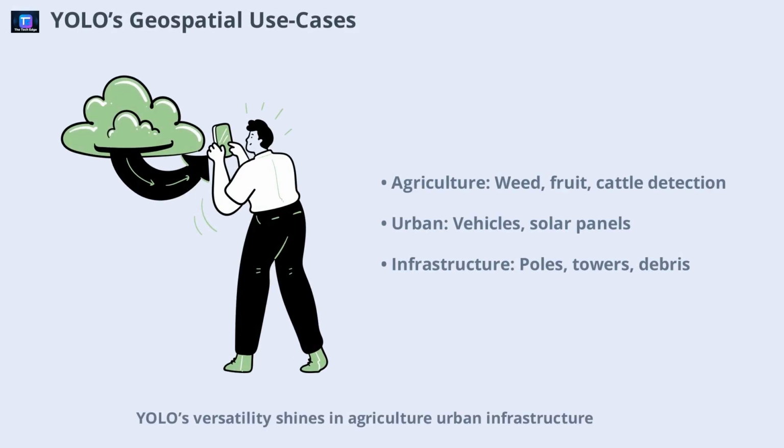YOLO's versatility shines in agriculture, urban, infrastructure, and environmental applications. It's used for weed detection, fruit counting, crop gap analysis, cattle and machinery detection, and more. In urban settings, YOLO helps detect water tanks, encroachment objects, rooftop solar panels, and vehicles. For infrastructure, it monitors construction, detects poles and towers, and even tracks mining debris. Its ability to handle diverse detection tasks makes it a favorite in many geospatial workflows.